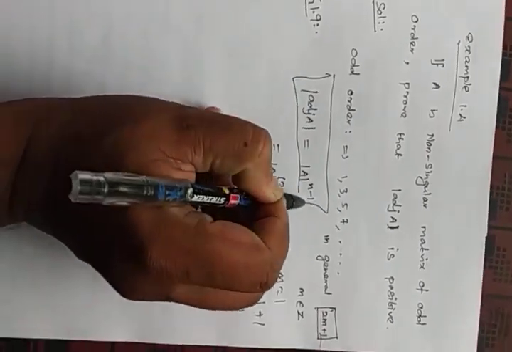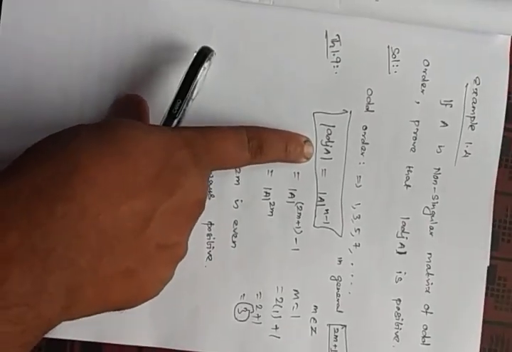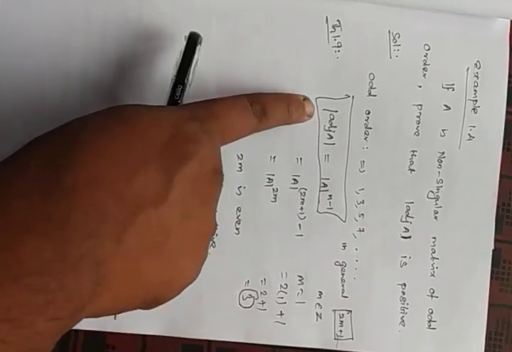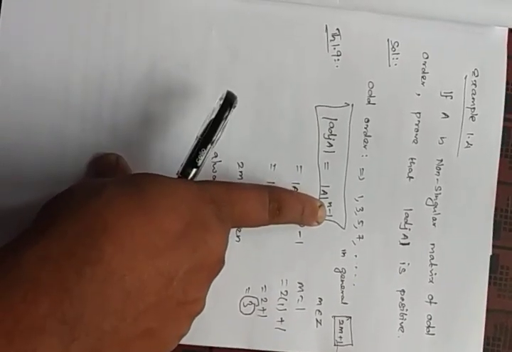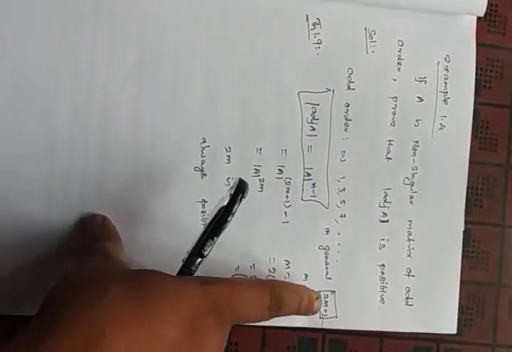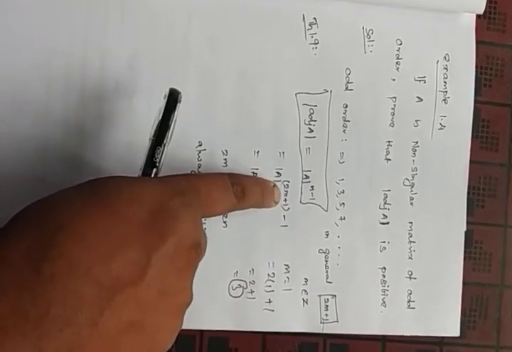This result we are having, that is adjoint of A. Determinant of adjoint of A we can write as determinant A whole power n minus 1. Determinant of adjoint A is nothing but determinant A whole power n minus 1. Here the order is odd, they have given odd order. Odd means 2m plus 1. In place of n, I am writing here 2m plus 1.